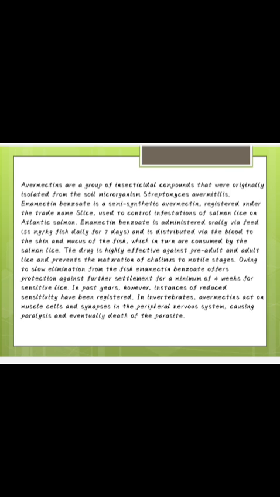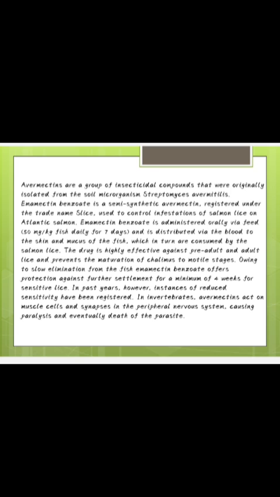Emamectin benzoate is a semisynthetic avermectin registered under the trade name Slice used to control infestations. So, ito yung nagkocontrol ng infestations ng salmon lice on Atlantic salmon. Emamectin benzoate is administered orally via feed. So, ang dose nito is 50 micrograms per kilogram fish daily for 7 days, at ito ay idinidistribute through blood papunta dun sa skin ng isda which in turn are consumed by the salmon lice.